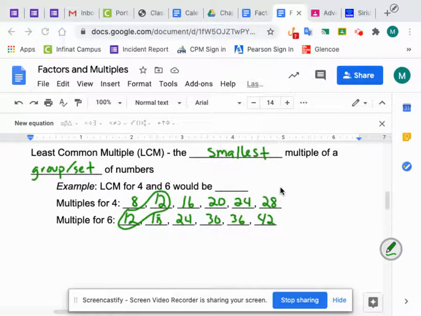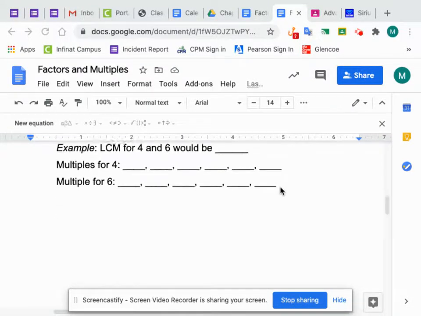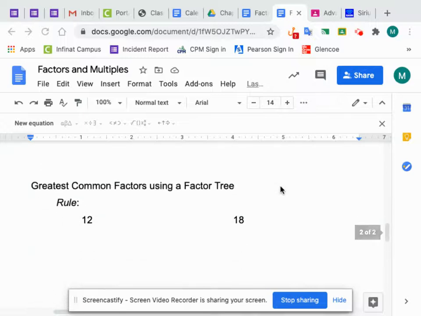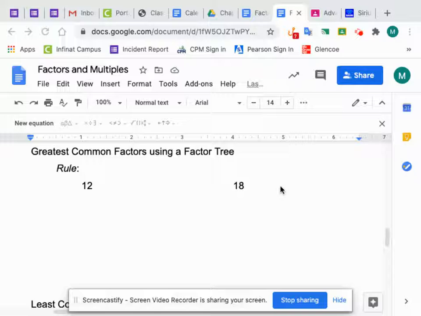When you're on your assignment, if you come to that number right away, like if I wrote down this 12, I can stop right there if I know that's going to be the smallest one. I don't have to list out super far. So those are two ways you can find the GCF and the LCM. Now, coming down here for the greatest common factor using a factor tree, this is a lot of times going to be easiest if you have really large numbers.